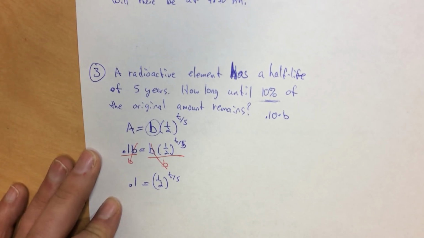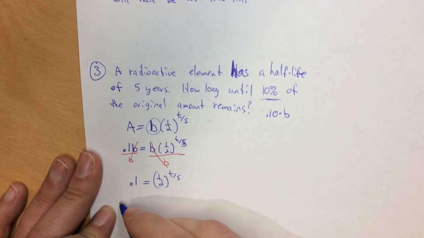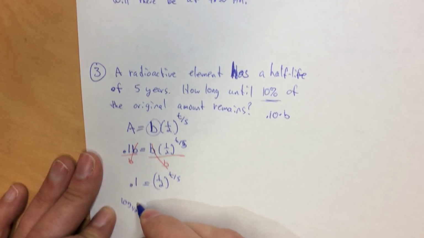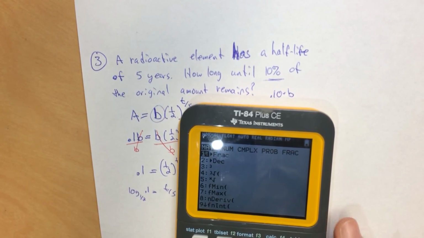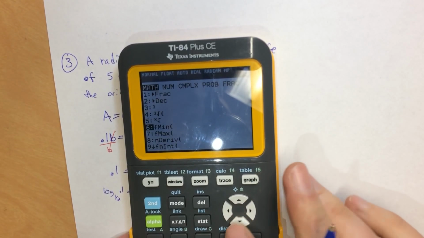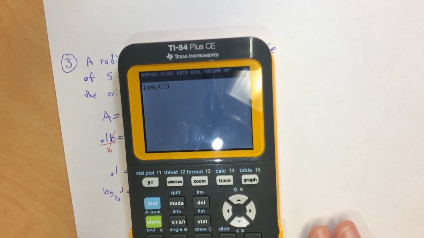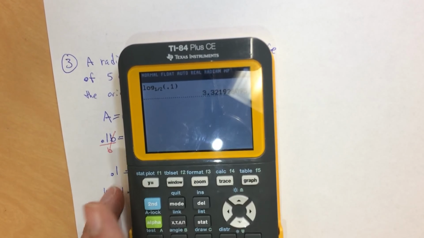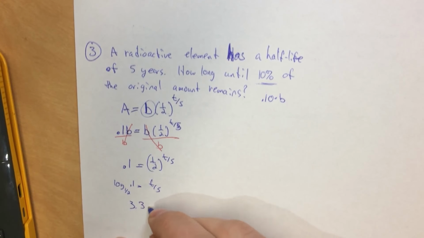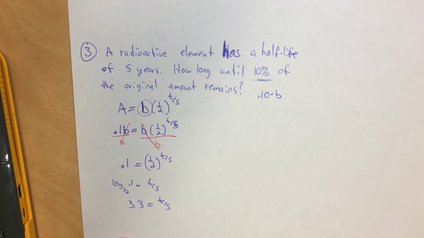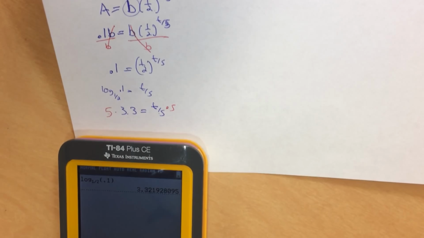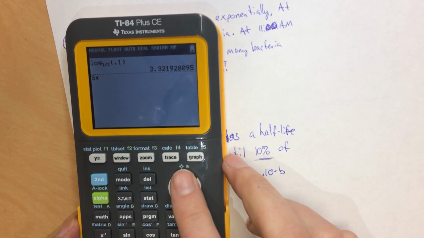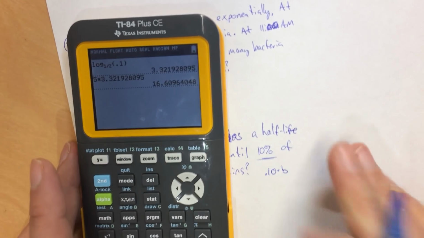And from here, we can solve this using a log. So log base 1/2 of 0.1 equals t over 5. We need to do this in a calculator. Log base, again, log base is you press math and go down. Log base 1/2 of 0.1 is 3.3, and that's t over 5. So we're going to multiply by 5 on both sides. Again, when I type it in my calculator, I'm not going to do 5 times 3.3. I'm going to type in 5 times the answer that was up above there, and that'll give me a much more precise answer.